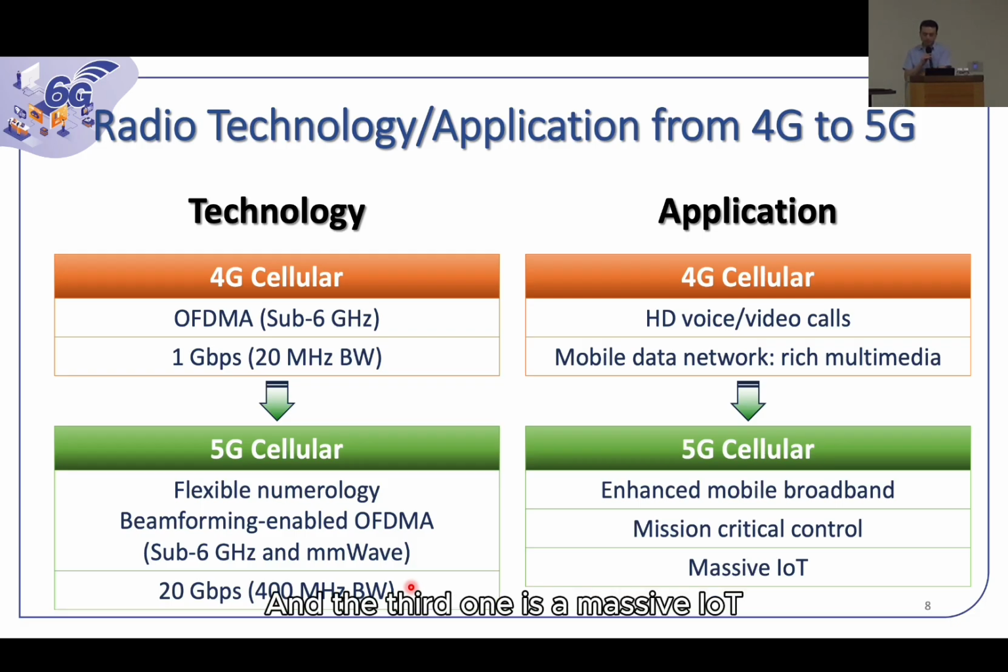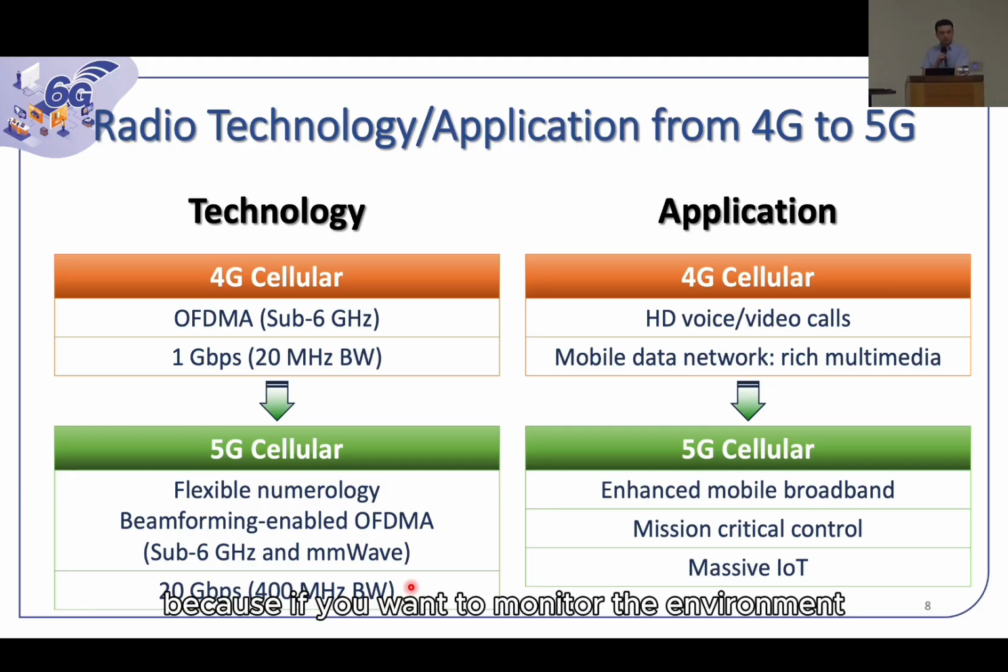And the third one is the massive IoT, because if we want to monitor the environment or we want to have some digital twin scenarios, for sure we need to deploy a large number of sensors to monitor the environment conditions or states, so that we can get some data from the environment and have some reaction to the environment.